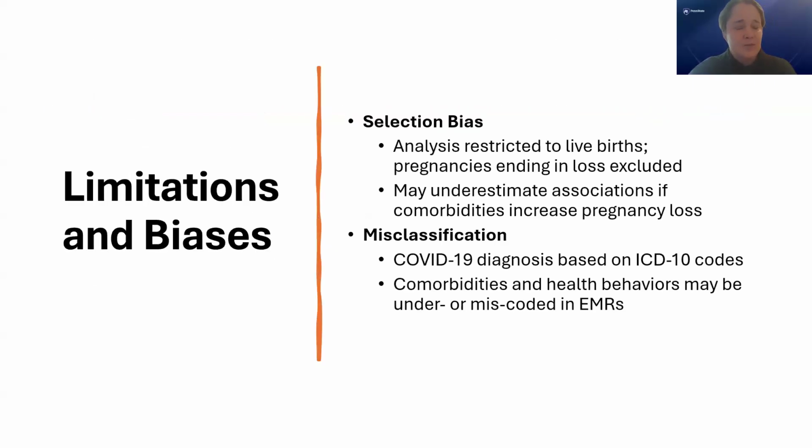So some of the two main limitations and biases that we've talked about, we did select on live births. So we didn't have any information on pregnancies ending in loss. And maybe those that ended in loss were more likely to have COVID, and maybe we were missing some important information. So it may underestimate associations. And then misclassification. We did talk about COVID-19 being based on ICD-10 codes. So we were probably missing quite a few COVID-19 cases, and maybe some miscoded or undercoded comorbidities in the EMR.